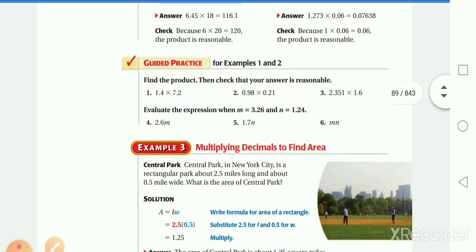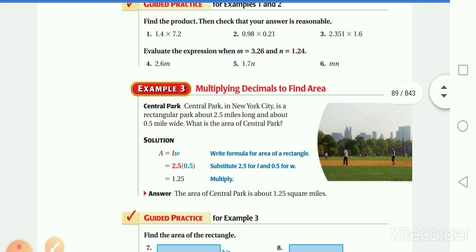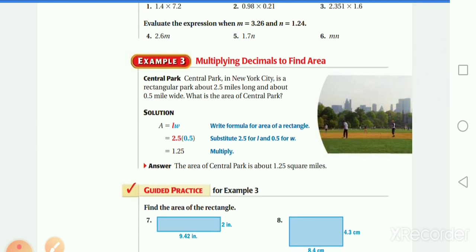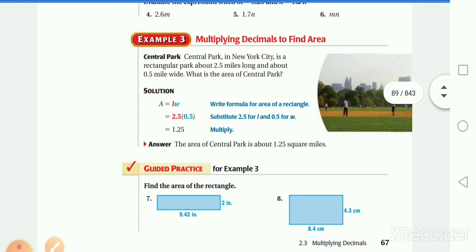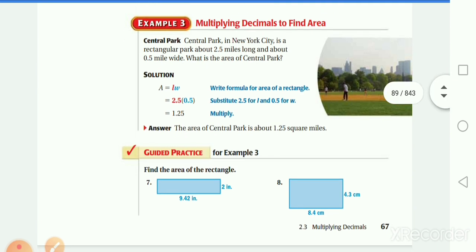Okay. So let's go to another example, multiplying decimals to find area. Central Park in New York is a rectangular park about 2.5 miles long. Long means length, and about 0.5 mile wide, width. What's the area of Central Park? Area, we know it's length times width, the formula for the area of a rectangle. 2.5 times 0.5.